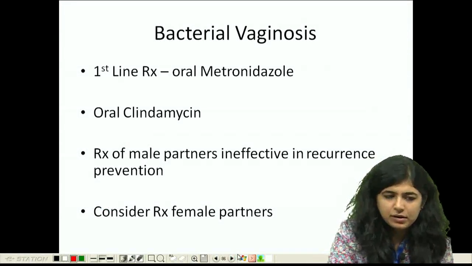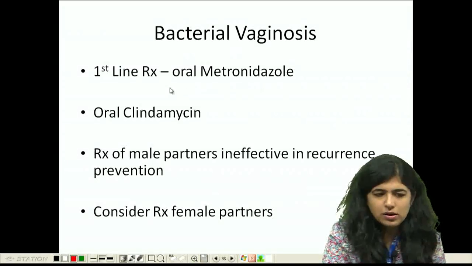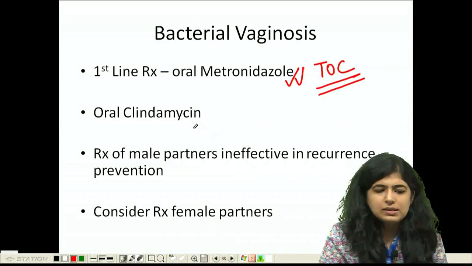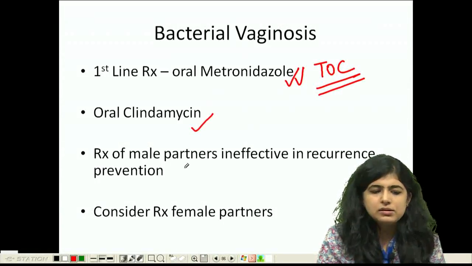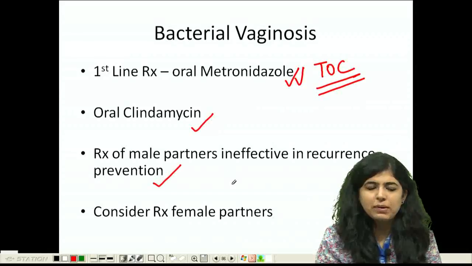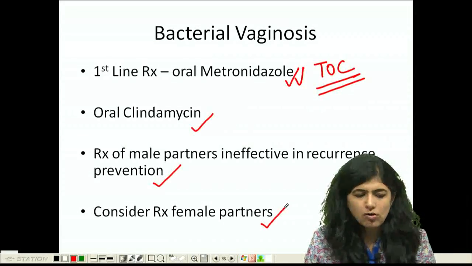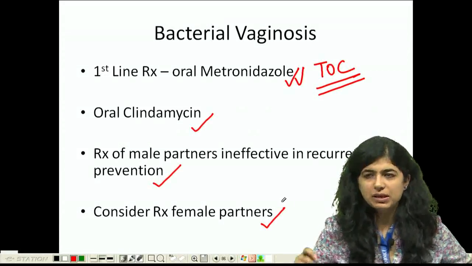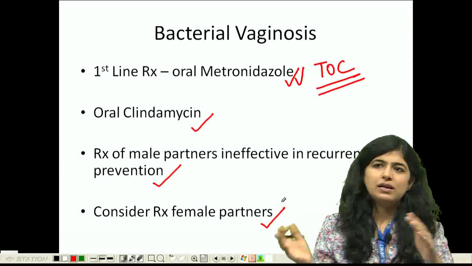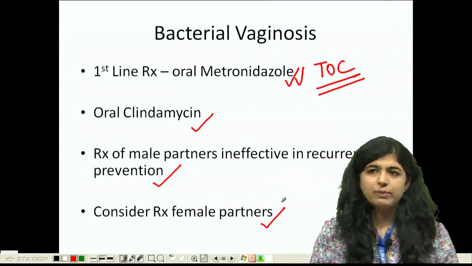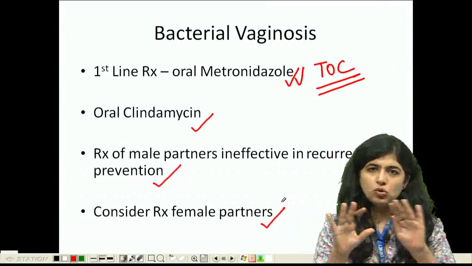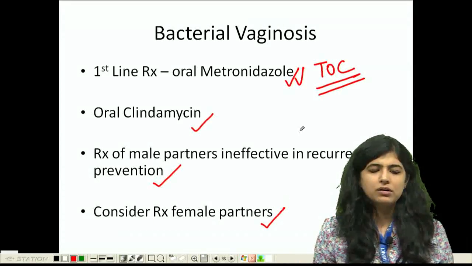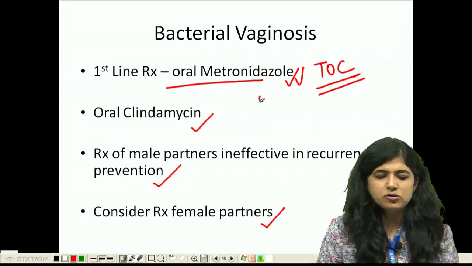Then how do you treat? Treatment of choice is oral metronidazole. This is the second line agent. Since this is not an STI, you don't treat male partners, but in case of a female partner, you should treat, because then these bacilli can transmit between the females. From male to female, it doesn't go, so no need to treat the male partner. Treatment of choice, oral metronidazole.